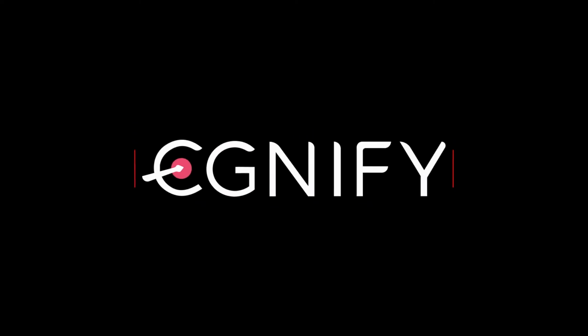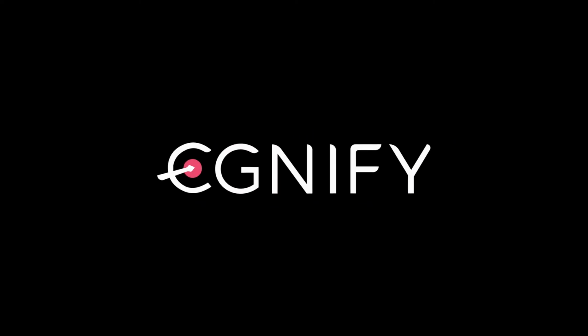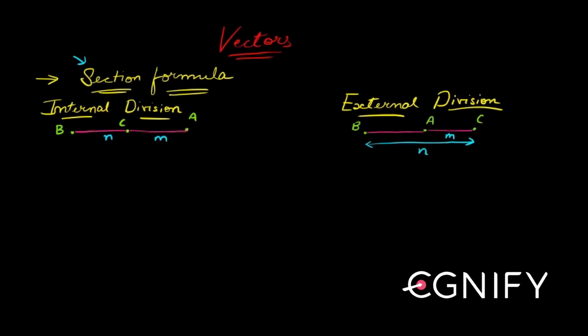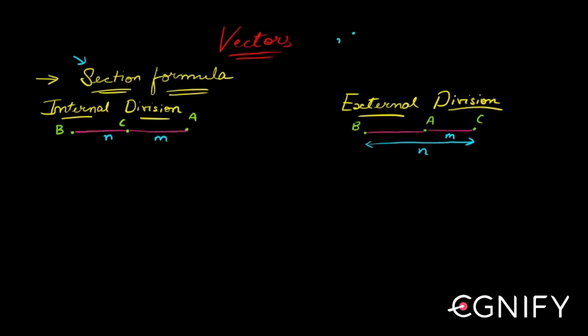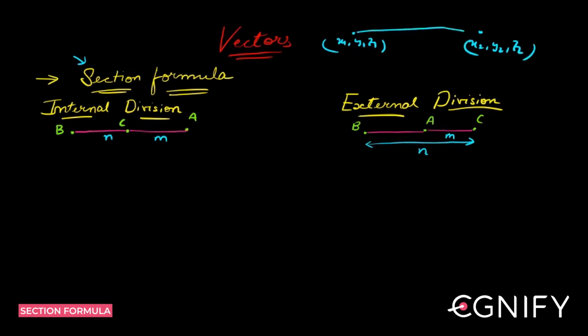So here we are with the section formula, right? You've already seen what the section formula is for points. If I had a point x1, y1, z1, and a point x2, y2, z2, and there was a point P which divided it in the ratio m is to n, then what are the coordinates of P? We have already seen this, right?